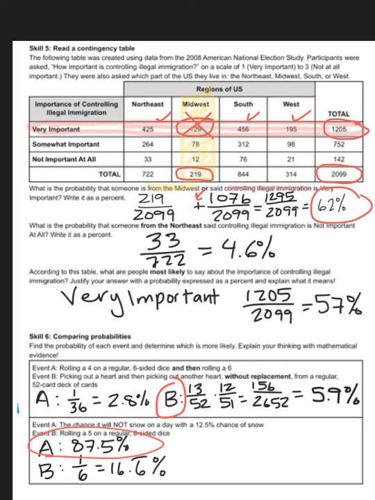On the next one, I was only looking at people from the Northeast. So that would just be this group. And I wanted to know from the Northeast what was the likelihood that someone said controlling illegal immigration is not important at all. So that would be 33 out of everyone from the Northeast, 722. And then I rounded my decimal. And lastly, what people are most likely to say is that it's very important. So I looked over here at these totals. This number is much larger than these two. So 1205 out of 2099 gives me 57%. So that people are most likely to say it is very important.